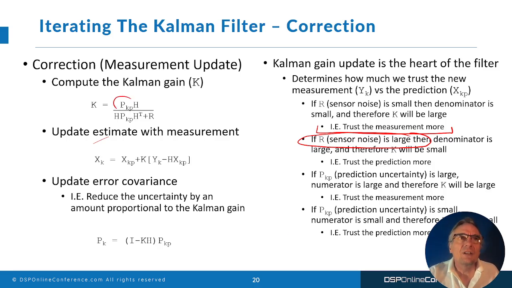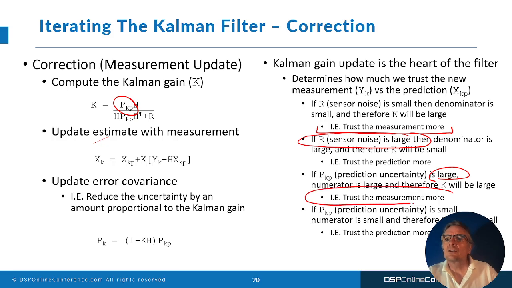If we look at the prediction error, the estimation error, the process covariance matrix, P_k, if this value, the prediction uncertainty, is large, the numerator will be large, therefore K will be large, therefore we will trust the measurement more than the prediction. But equally, if P is small, the numerator is small, and we will trust the prediction more than the measurement.